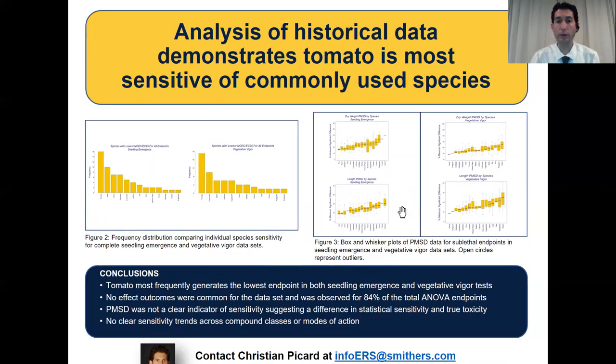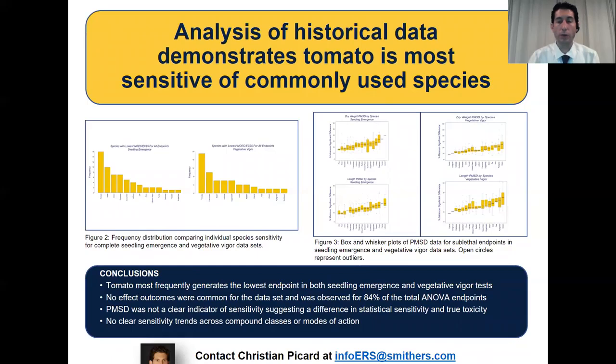These are box and whisker plots of PMSD data for dry weight and length endpoints in both the seedling emergence and vegetative vigor studies. Again, a bit challenging to see here, but the take-home message is there was really no clear pattern that the PMSD data matched up with for the true sensitivity data. So tomato in many cases was kind of middle of the pack as far as PMSD, indicating that it took a larger percent inhibition for something to come up significantly different. So it wasn't really statistically sensitive, but maybe truly biologically sensitive to certain chemicals.